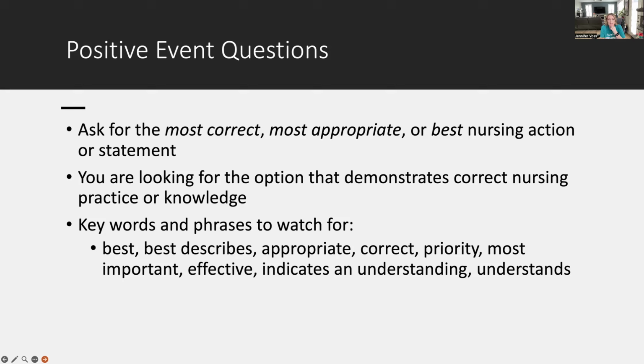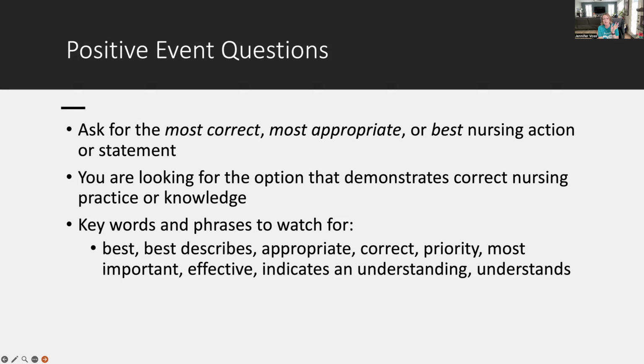So these ones are asking for the most correct, the most appropriate, or the best nursing action or statement. So in this one, we are looking for the rightiest right, the most correct answer. We're going to have maybe 4 correct answers, but we're looking for the most correct one. We're looking for the option that demonstrates correct nursing practice or knowledge.